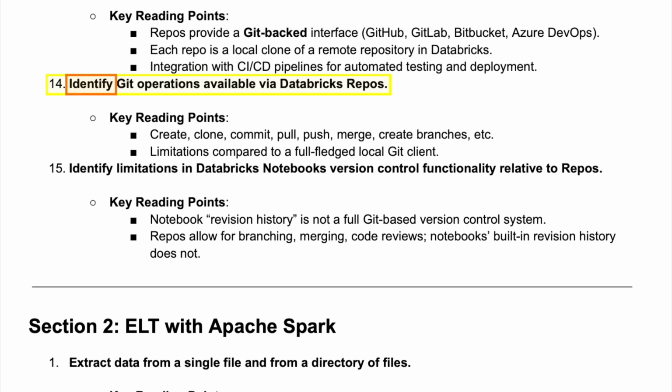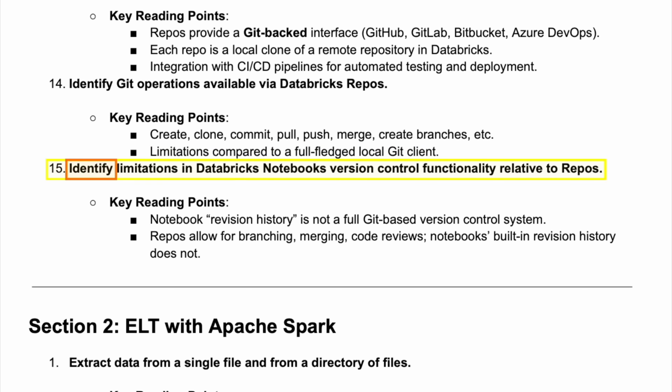14. Identify Git operations available via Databricks Repos. Key reading points: create, clone, commit, pull, push, merge, create branches, etc. Limitations compared to a full-fledged local Git client.